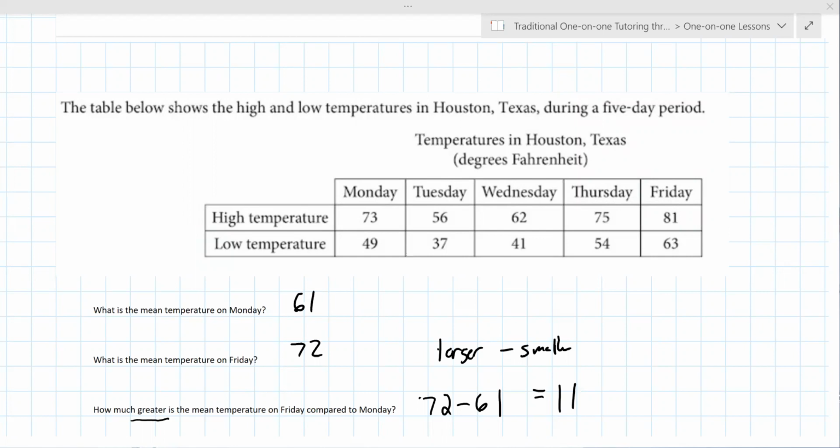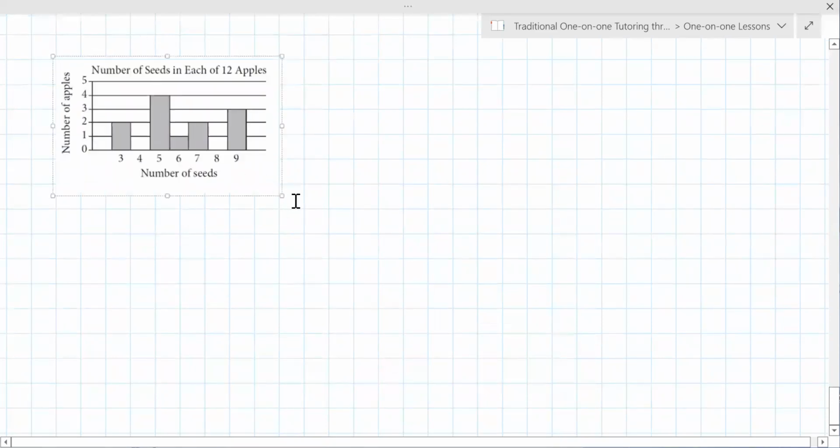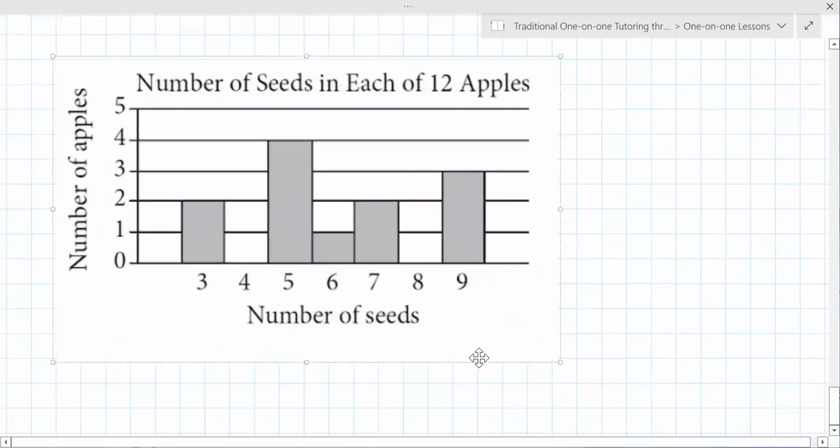So let's do a strong 14 minutes here. I'm going to snip in another type of table that you might see on these standardized tests. Let's take a look at this together here. It says the number of seeds in 12 apples. So they're saying there's 12 apples. It's like they've grabbed an apple and cut it open.